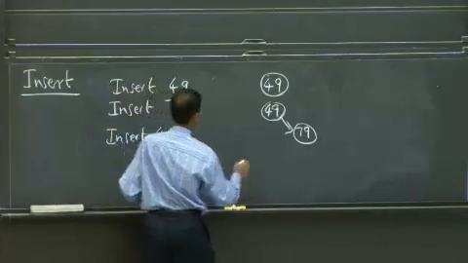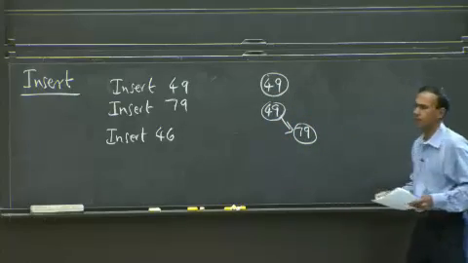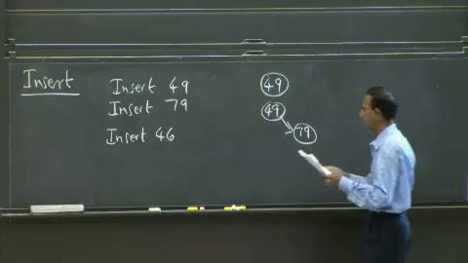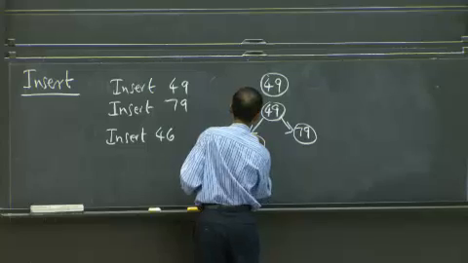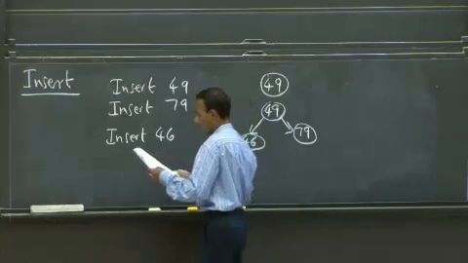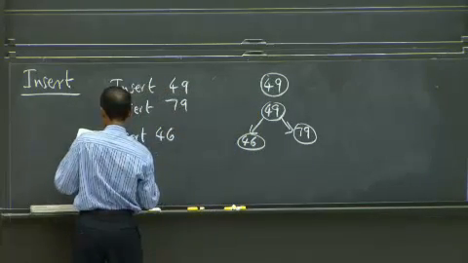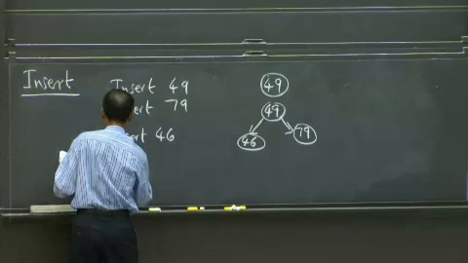And when I want to insert 46, I look at this. I compare 49 and 46. 46 is less. So I go to the left side, and I put 46 in there. Next, let's say I want to insert 41.